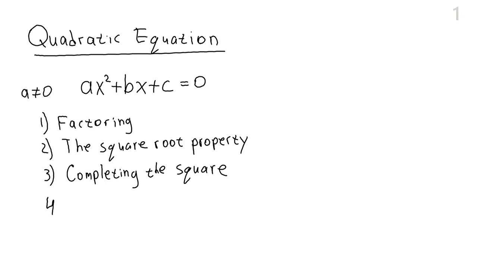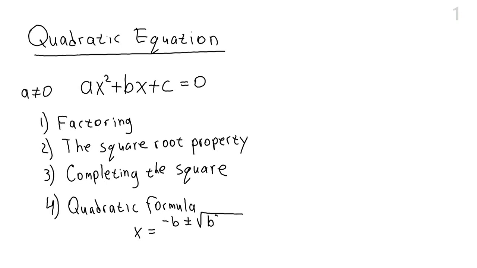And finally, another surefire way to solve a quadratic equation is with the famous quadratic formula. The quadratic formula, if a, b, and c are as above, produces the solutions, which are minus b plus or minus square root of b squared minus 4ac divided by 2a.